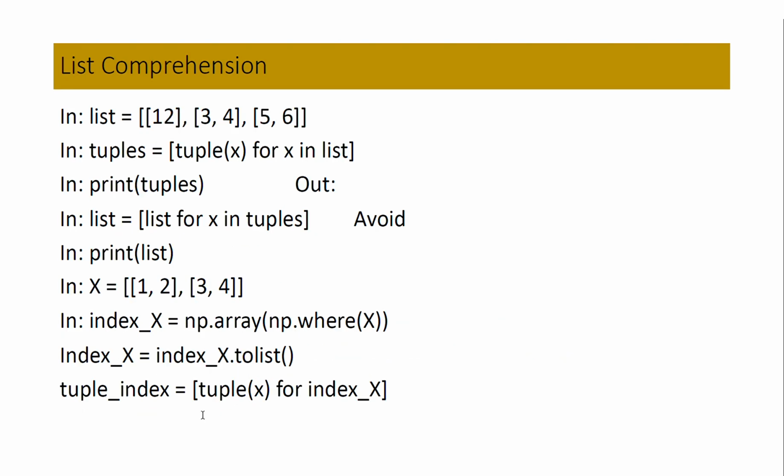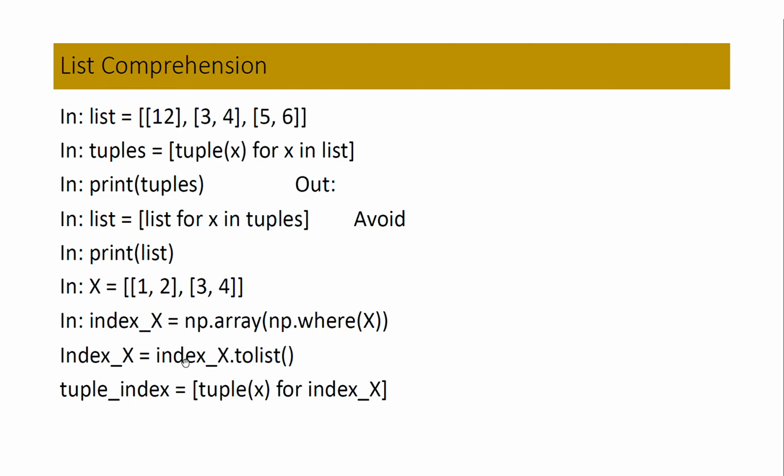In list comprehension, as input you can have a list in brackets: 1, 2, 3, 4, 5, 6. So in a tuple list, x is x in the list. You print the tuple list and it becomes nothing. So for x in the list of x in the tuple list, you try to avoid that. So you print a list; when you have an input x equals 1, 2, 3, 4, you index x in a numpy array where numpy.where(x).